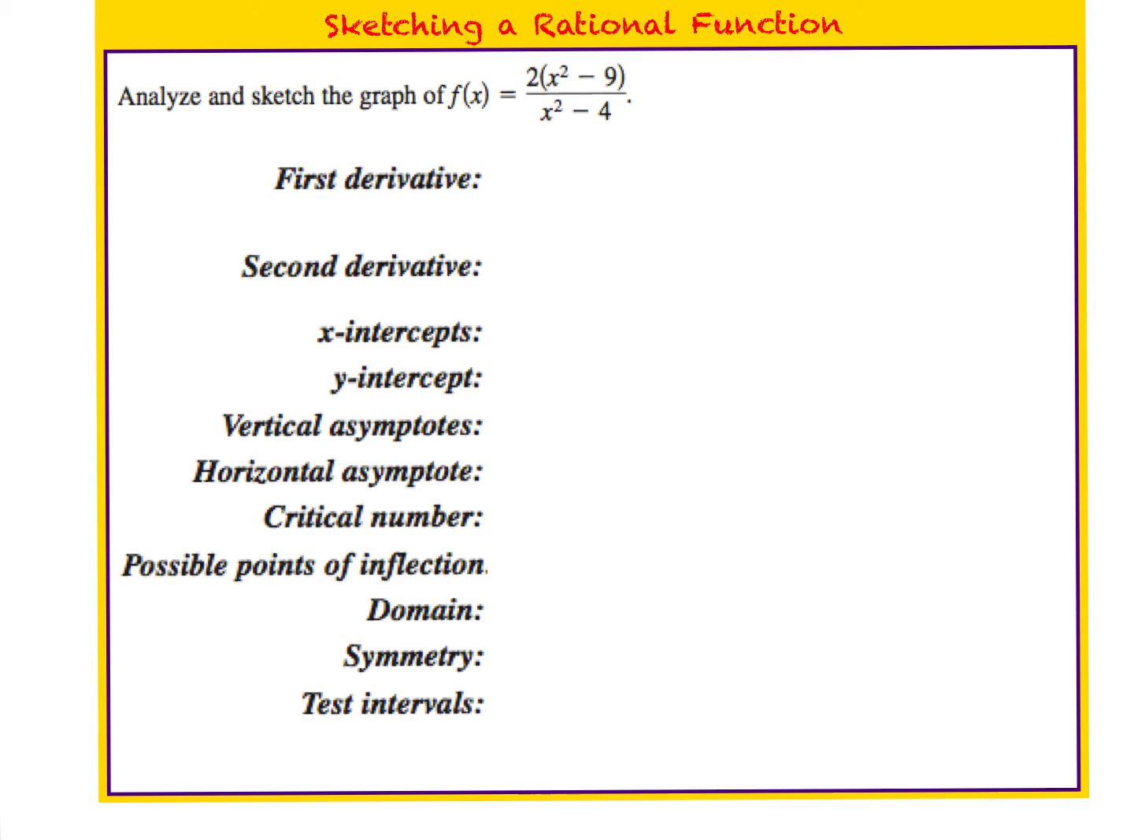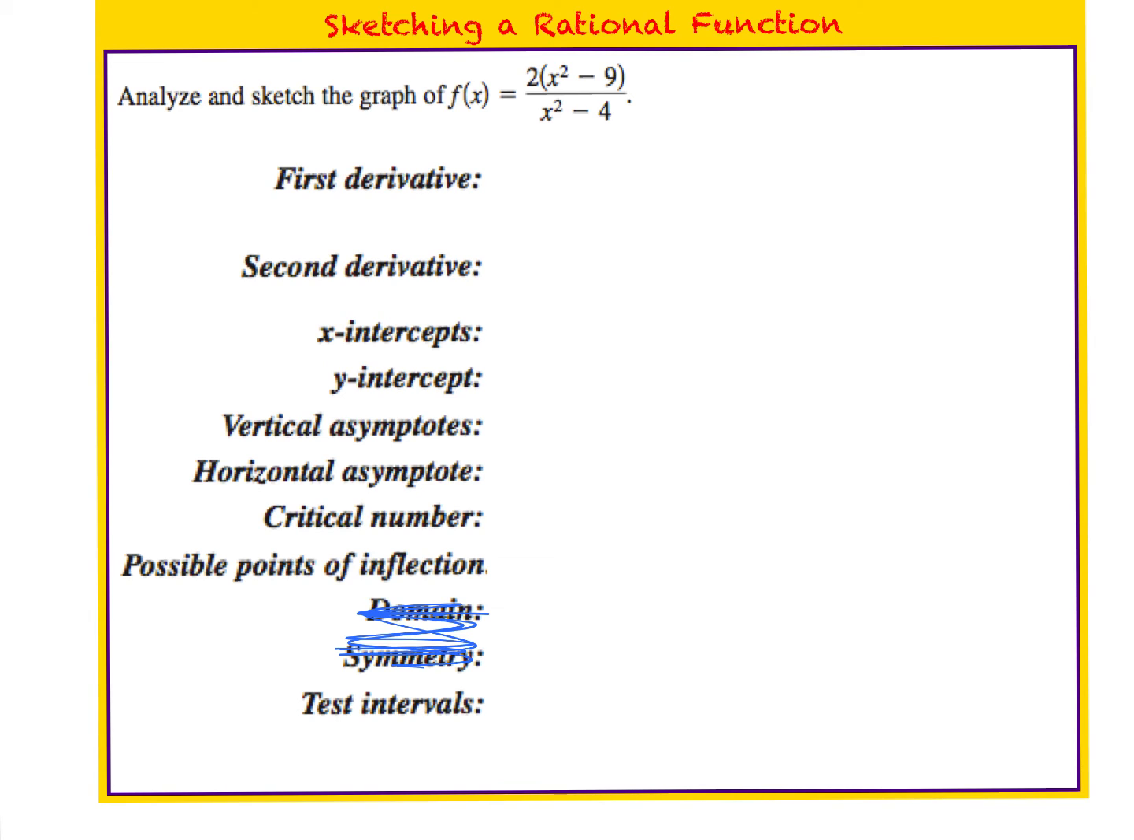You might want to start a new page. So we're going to sketch the graph of this one. So now we have 2 times x squared minus 9 over x squared minus 4. So again, I like to start out with my pre-calc. So let's find an x-intercept.